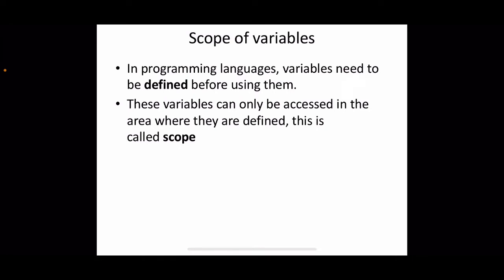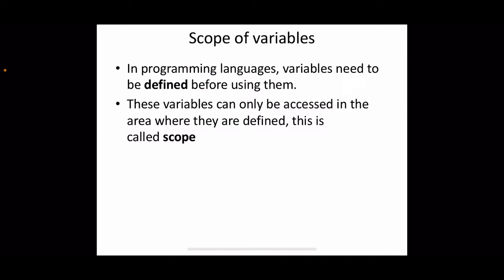So if you want to access the value or use that variable in our program, we can access it only inside the area in which it is defined. That area is called the scope of that variable. If we try to use this variable outside this area, an error, a NameError, will be generated. So that is the scope of a variable.